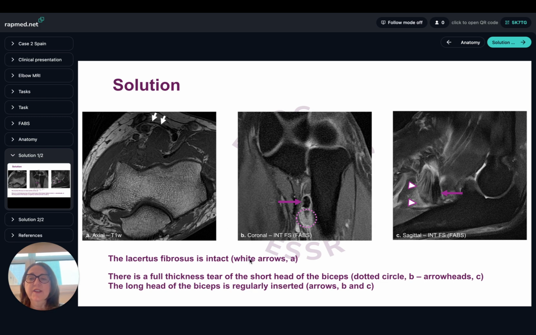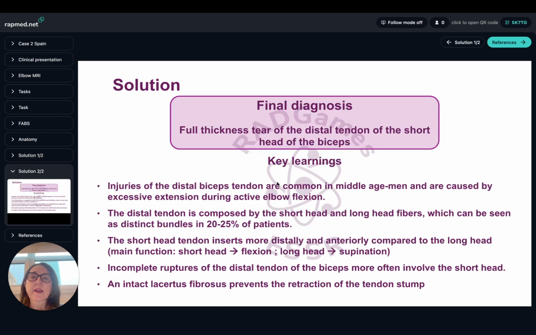You see that there is a full thickness tear of the short head of the biceps tendon that's dotted in this circle, and the long head of the biceps is completely normally inserted. So the final diagnosis is the full thickness tear of the distal biceps tendon, of the short head of the biceps.